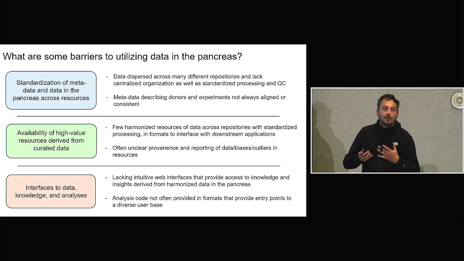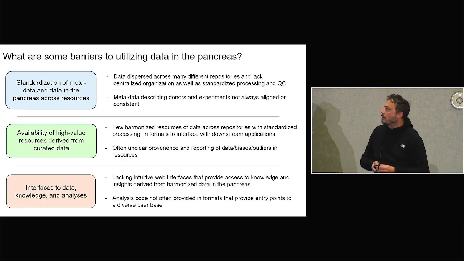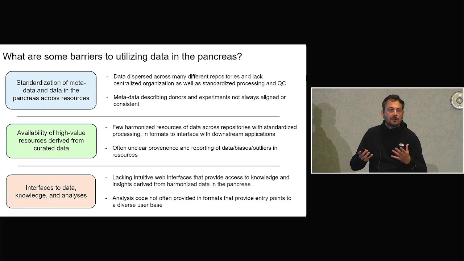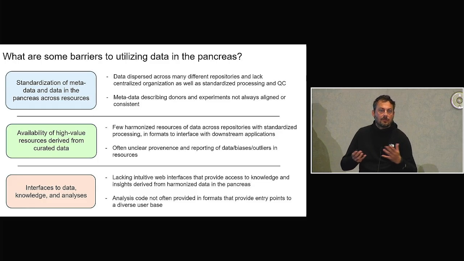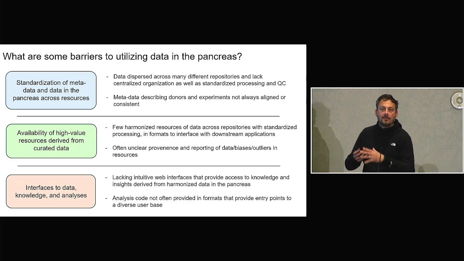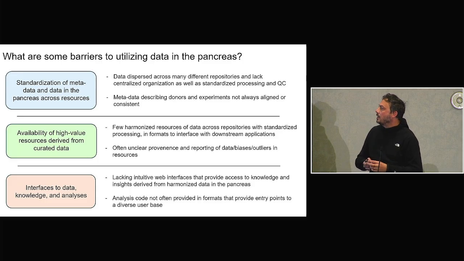But this opportunity comes with some challenges as well. So what are some of the barriers to utilizing data in the pancreas? So one is the standardization of data and metadata. Given that these data are spread across many resources, it requires harmonization. They're dispersed across many locations. They are described in different ways. They may have different metadata and ways that the information is collected. And so we need to work towards standardizing and collecting all this information and representing it in a uniform way.